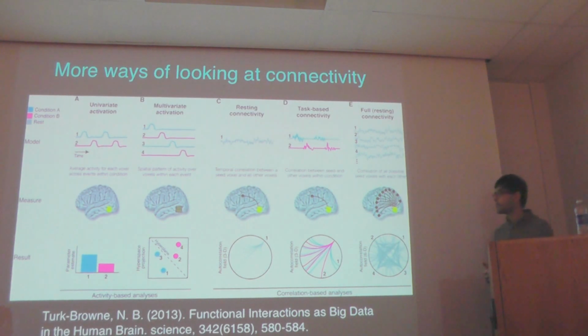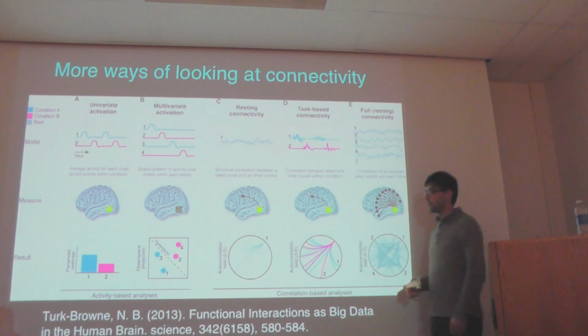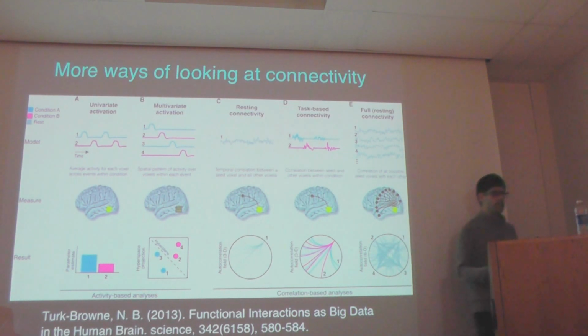So that's kind of what Todd Brown is saying here. He's saying that if you want really big data from brain imaging, don't just look at the 40,000 voxels, but look at all the different pairwise interactions between those voxels, which would be 1.6 billion or something.